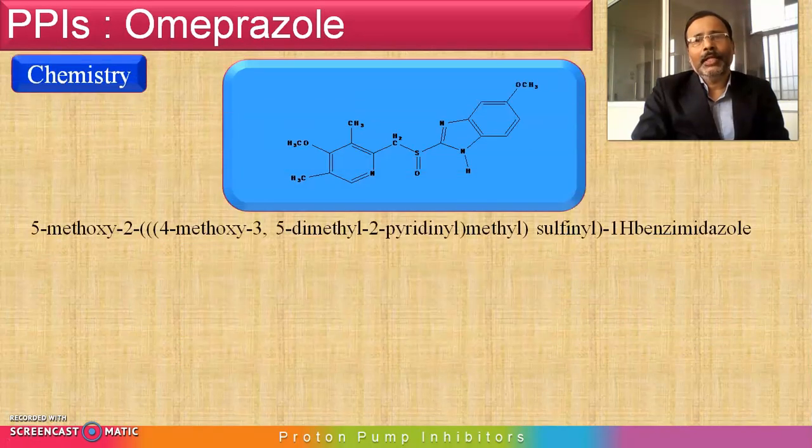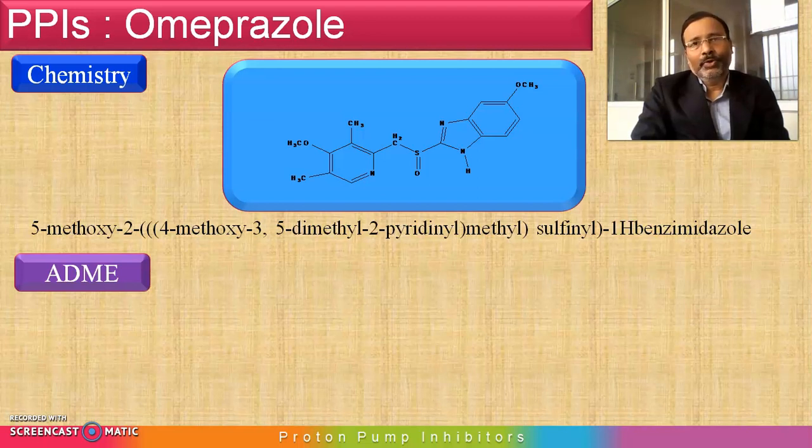Now this is the first example, omeprazole. Here is a general structure of omeprazole, and the IUPAC nomenclature indicates that it's a benzimidazole derivative. So this is the chemistry. Now check out the ADME. The absolute bioavailability of orally administered omeprazole is found to be about 30 to 40%, considering its substantial first pass biotransformation. So after biotransformation, the value is found to be about 30 to 40%.